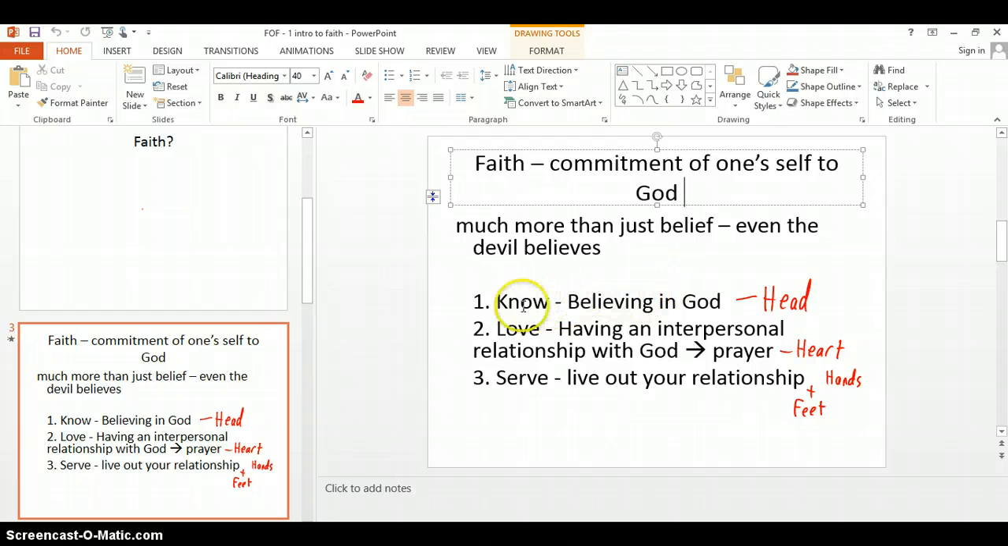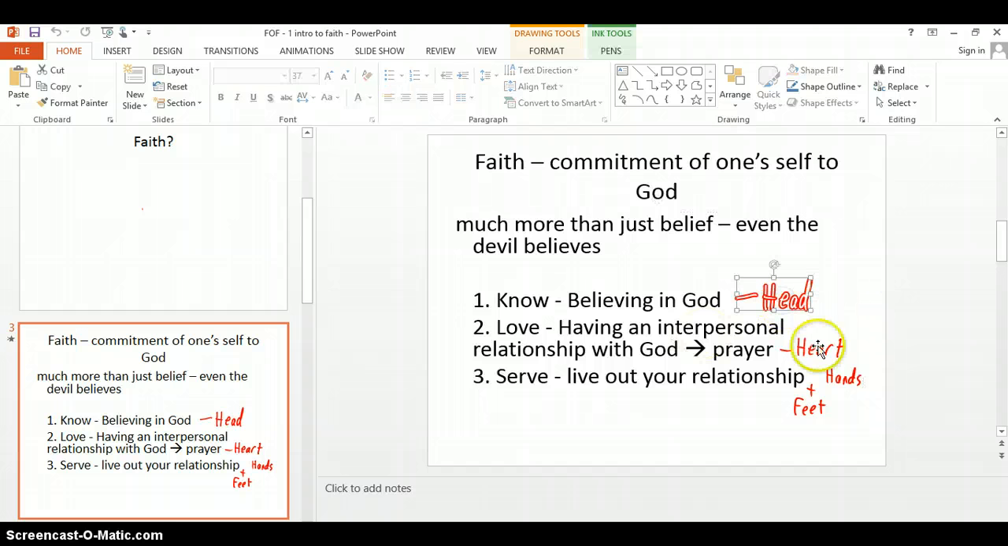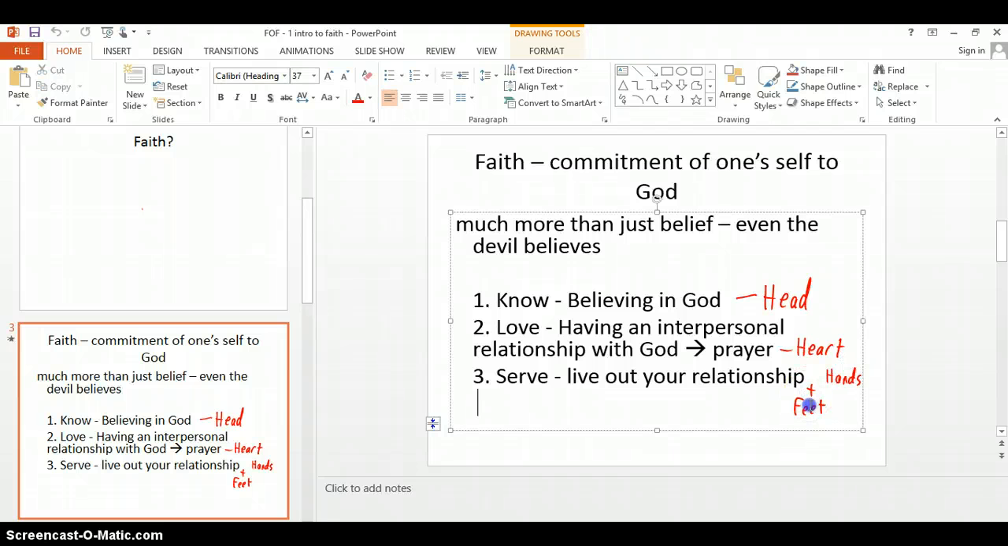And what that looks like is 3 things. And this is what we talk about when we mean the 3-part definition of faith. It's knowing that God exists, believing in Him. It's loving God, having an interpersonal relationship with Him through prayer. And then serving God and living out your relationship. And a way for you to remember that is that faith is of the head, the heart, and the hands and feet. You believe in God. You have a relationship with God through prayer, and you live it out by the way you treat other people.